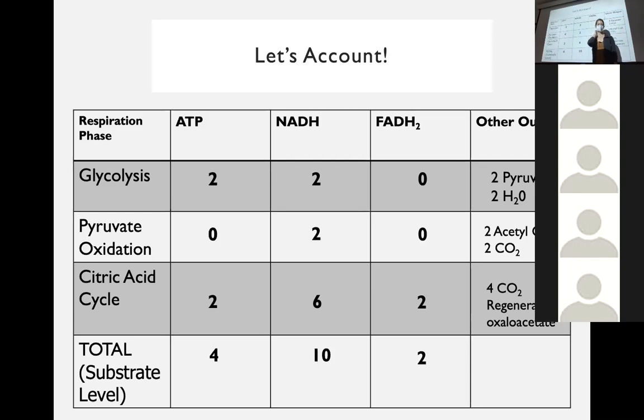We're eventually going to make 36 total, so we still need to make 32 more. And we only have 1 step left to do all of that. So we'll make 32 ATP in the very last step of respiration. Any questions about any of those numbers?